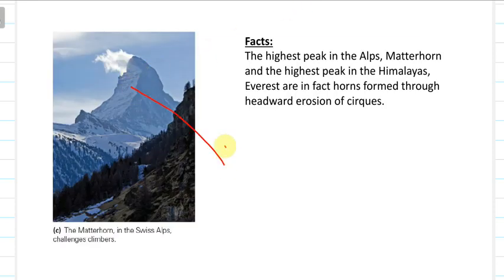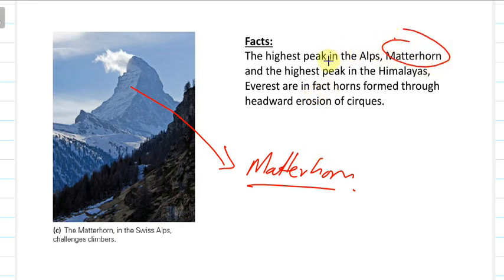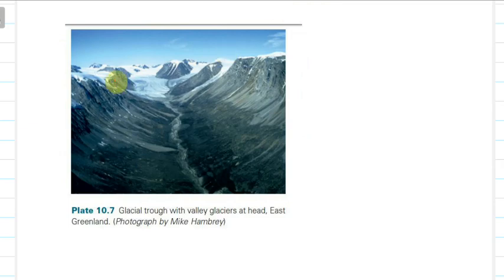Okay, so this is an example of horn, Matterhorn in Switzerland. Swiss Alps is a very famous peak. Okay, highest peak in Alps, the Matterhorn is a type of, नाम से पता चल रहा है एक हॉर्न है. ठीक है, पिरामिड शेप का. Okay, so this is a glaciated U-shaped valley. Okay, this is known as Glacial Trough.